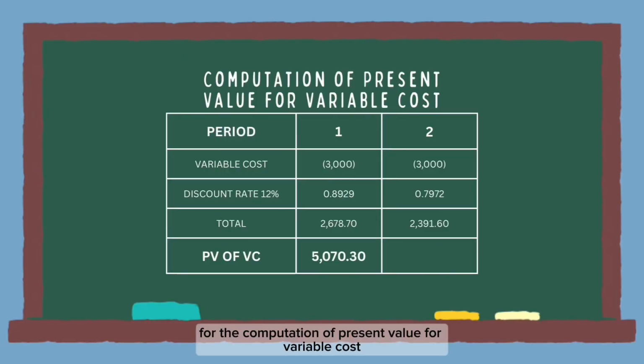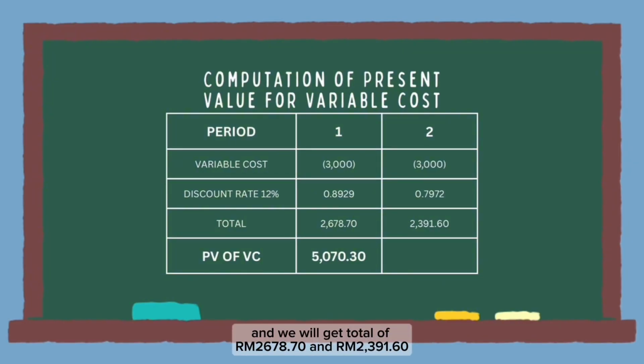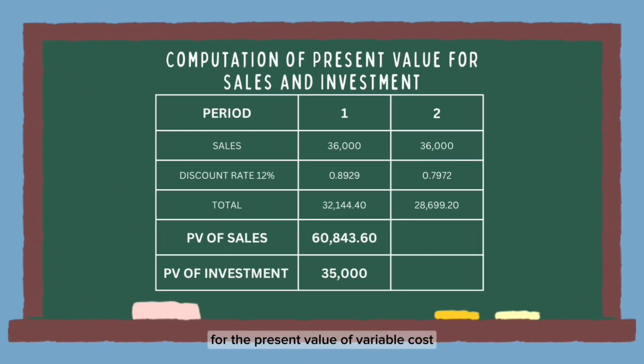Next, for the computation of present value for variable cost, we only need 2 periods, which is period 1 and 2, and we need to take variable cost of 3,000 and multiply it by the discount rate, and we will get a total of 2,678.70 and 2,391.60. And when we sum it up, we will get 5,070.30 for the present value of variable cost.